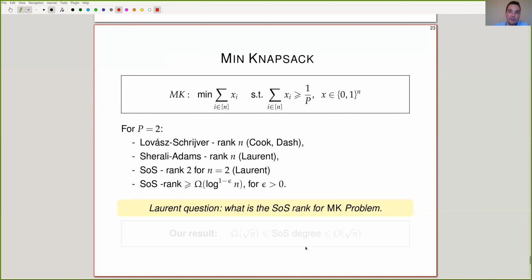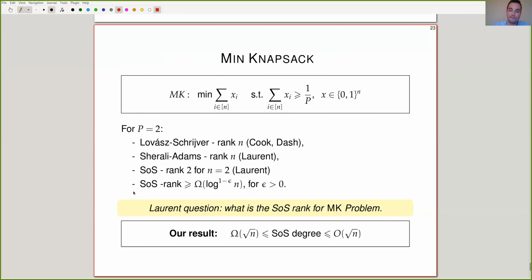And the last application I would like to tell you about is an instance of the min knapsack problem. So we again minimize the summation of x subject to this single constraint, and for p equal 2, it was heavily studied again from the perspective of different proof systems. And finally, there was a question raised by Laurent: what is the sum of squares degree for the min knapsack problem? And we managed to apply the machinery for the symmetric quadratic functions to prove that the maximum degree needed to certify this problem is big O of square root n, and this actually is a tight result, closing the gap for this problem.